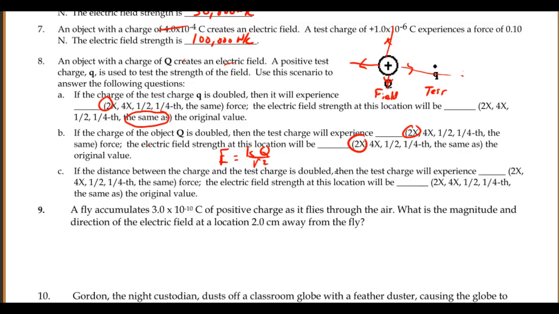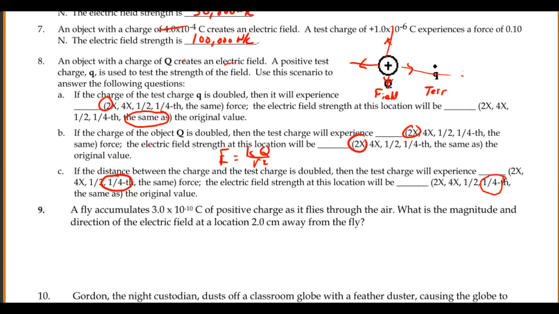Okay, now distance, again, it's going to be based on Coulomb's law. So if we double the distance between the charge and the test charge, then we're going to get less force, and it's going to be less by the square. So that means we're going to be 1/4 of what we were before. 1/2 squared is 1/4. And then the electric field strength, again, is also based off of R squared, so it's also going to be 1/4 as much. So the correct answer would be 1/4 as much.